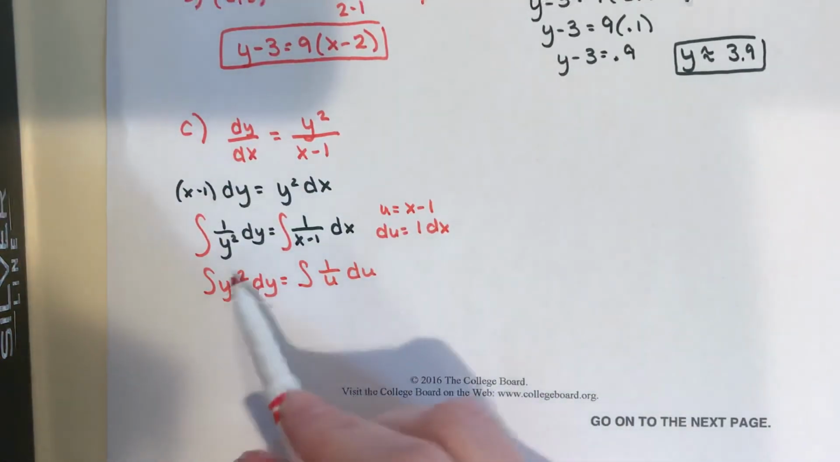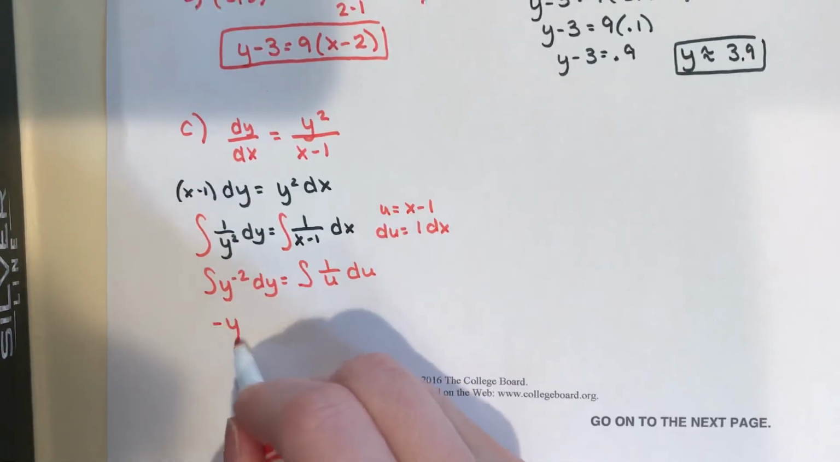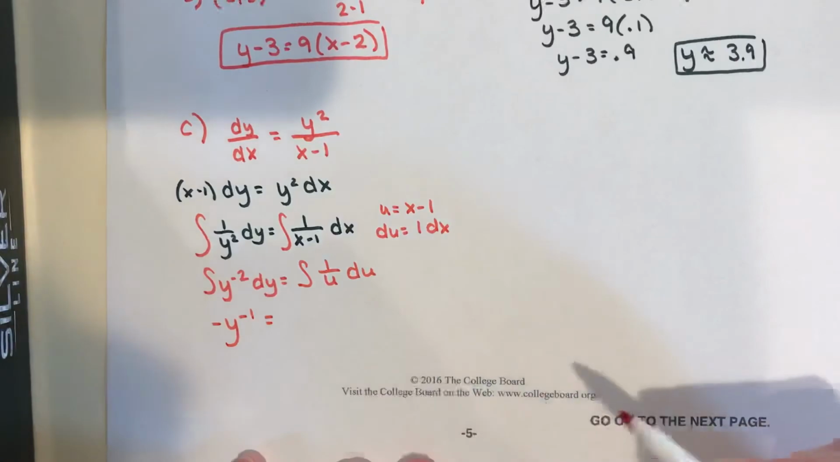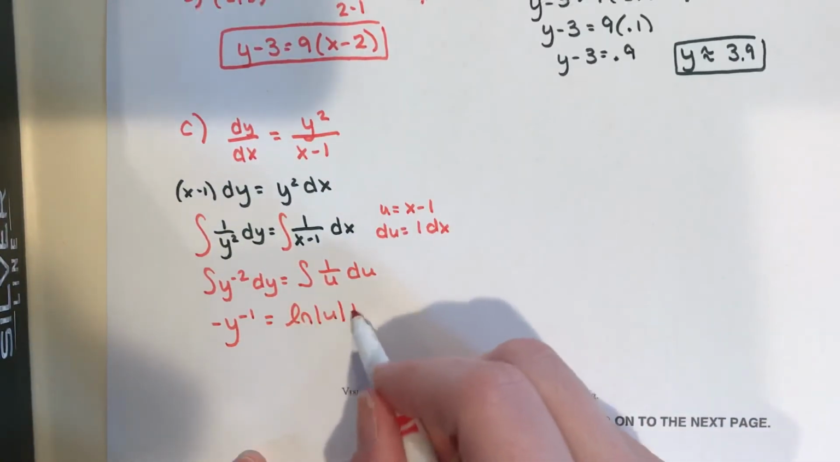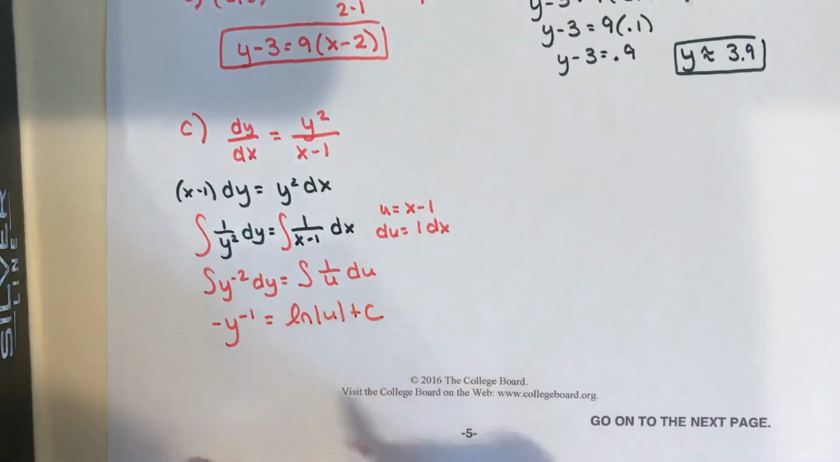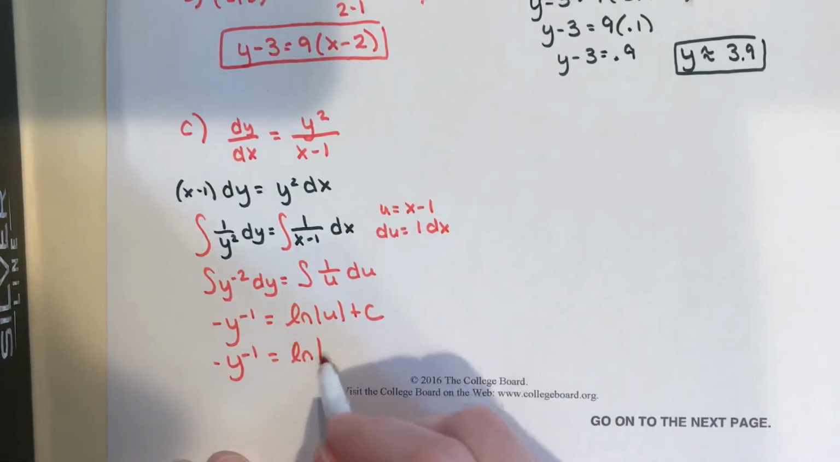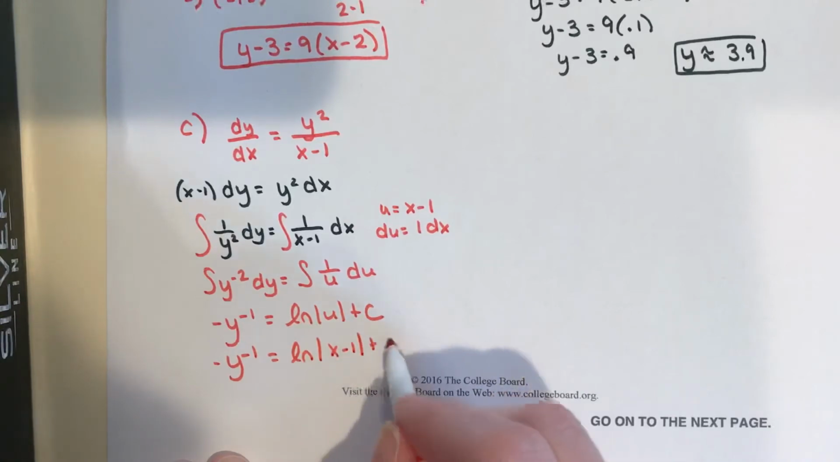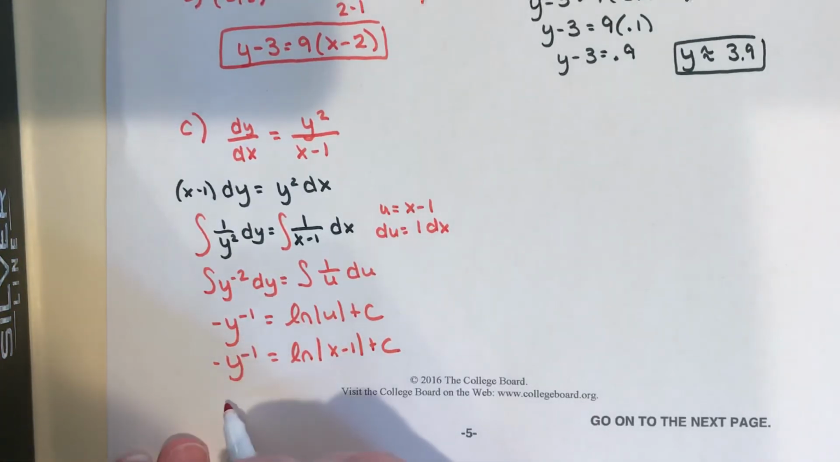On the left side, I'm going to add and divide, so that's negative 1 is my new exponent, so negative y to the negative first. On the right side, we have the ln of u plus c. And I'm going to plug back in for u. And I'm going to solve for y first here. So first thing I see is I have a negative exponent. So I'm just going to rewrite that 1 over y.